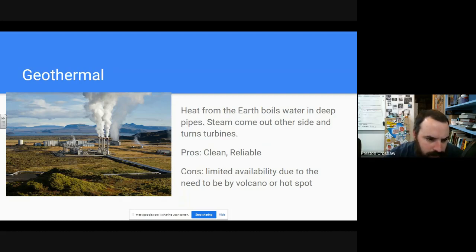All right. So geothermal is awesome. If you check out Iceland, it's super cool. They generate a lot of their electricity using geothermal. In fact, this image here is from Iceland. So pretty sweet. But again, there's only so many places that we can put these things in the world.